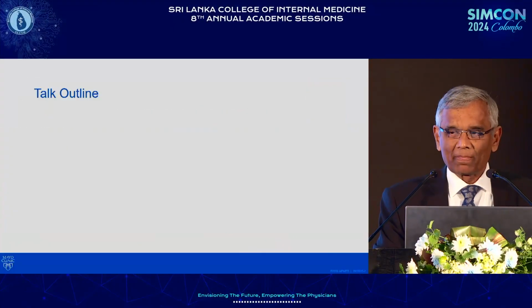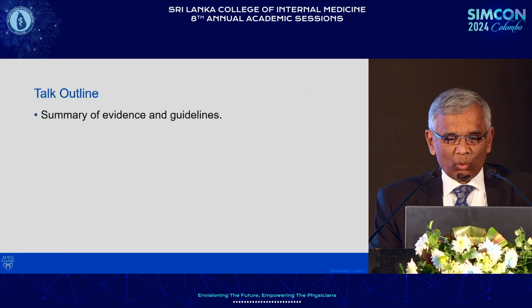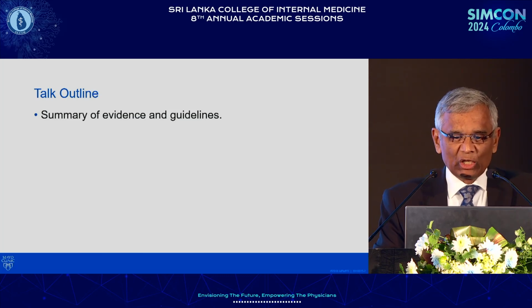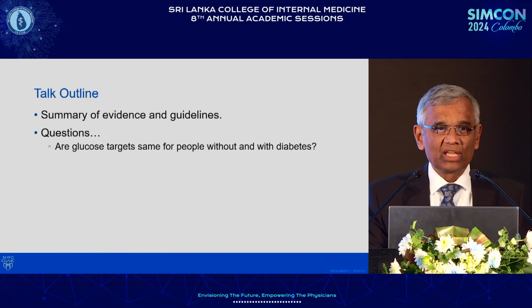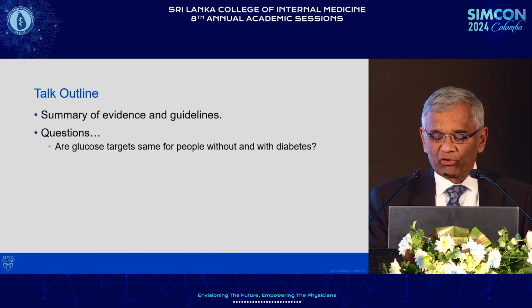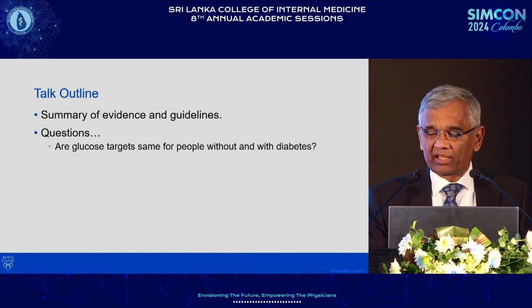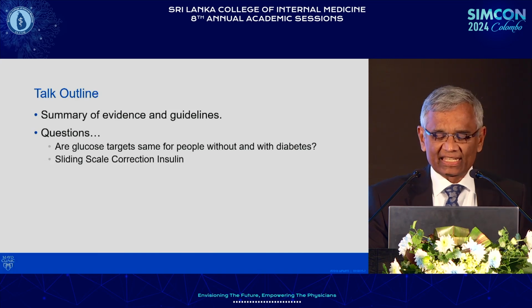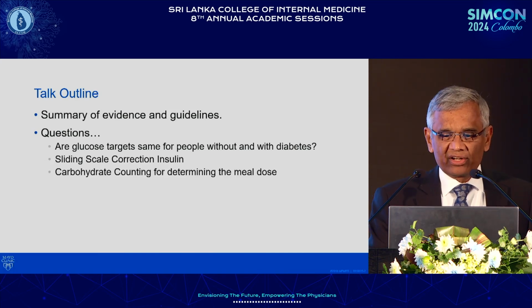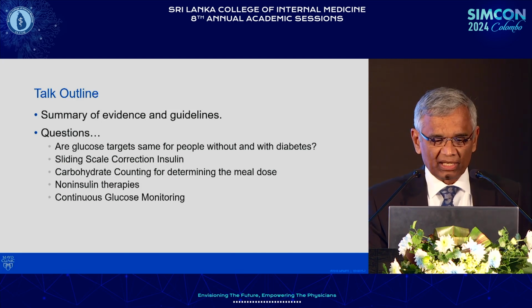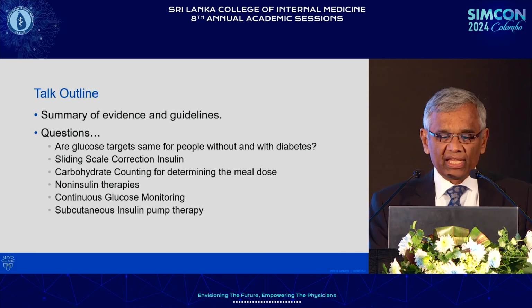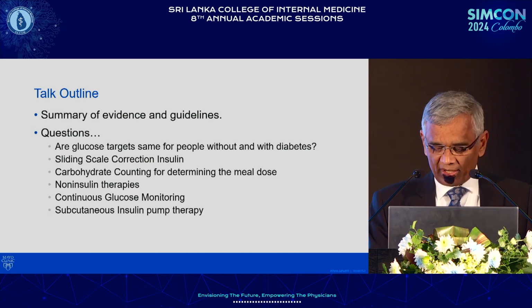My mandate is to talk about in-ward hyperglycemia management. This is the talk outline. We'll briefly talk about summary of evidence and guidelines of management of in-ward hyperglycemia, and then I'll proceed with certain questions. Are glucose targets the same for people without and with diabetes when they are in ward? What about the sliding scale insulin? What about carbohydrate counting to determine the meal dose? What about non-insulin therapies while in hospital? What about continuous glucose monitoring and meter and insulin pump while in hospital?